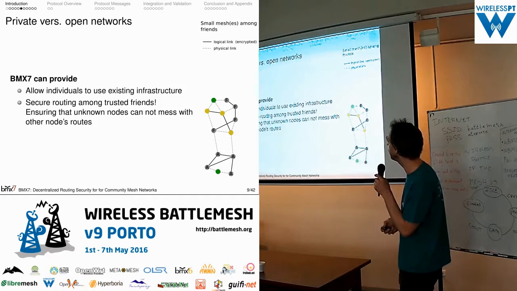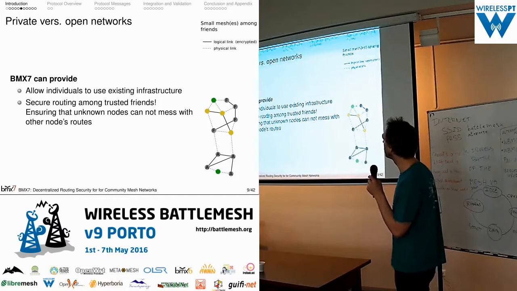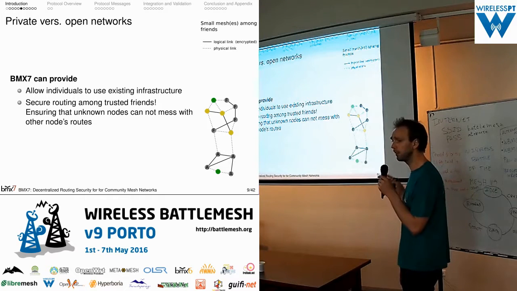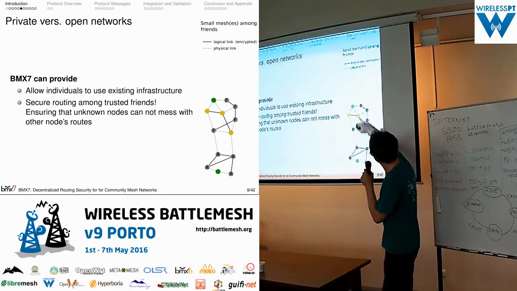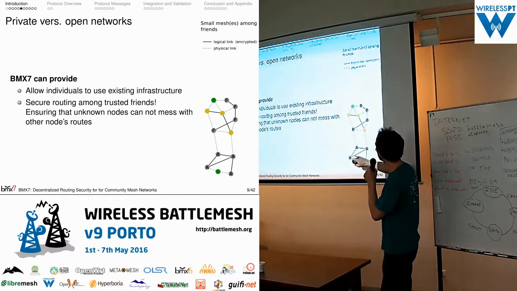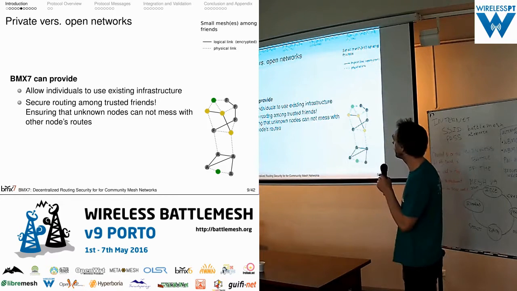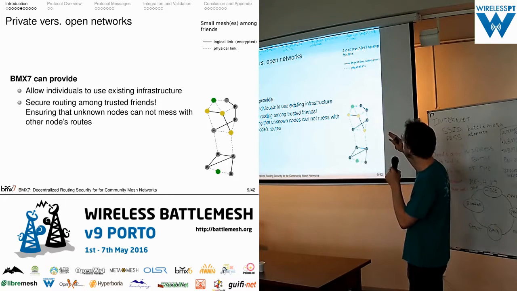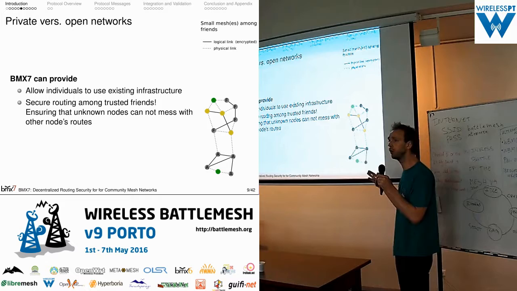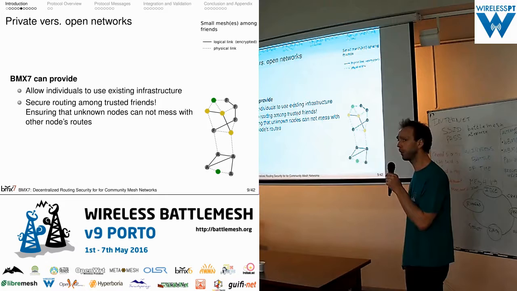What it can provide is that all individuals are allowed to use the existing physical infrastructure. So in this case, for example, these green nodes are able to use the routing infrastructure or the physical links which exist end-to-end to the other end of the network, but at the same time ensure that groups of nodes which want to be undisturbed and want to ensure that nobody else can interfere in their routing decisions, their established paths are not affected.